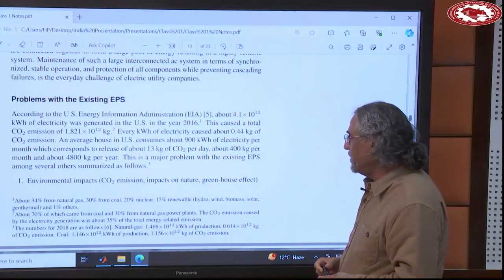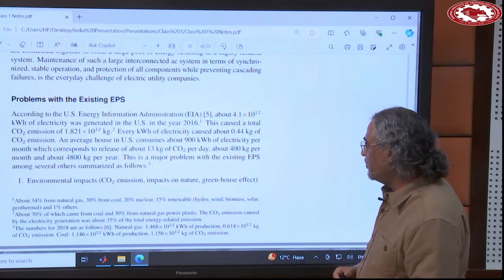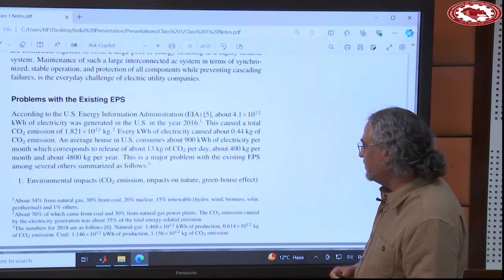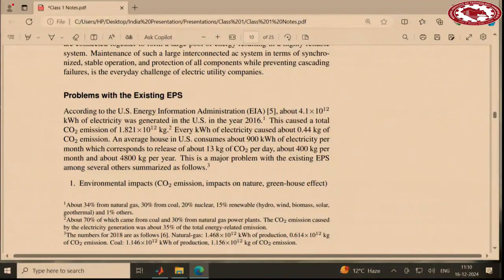The amount of CO2 emission was 1.821 times 10 to the power of 12 kilograms. So if you do a simple calculation, you realize about 0.44 kilogram of CO2 emission is generated for every kilowatt hour of electricity on average in 2016 in the US. So this is the information about that system.